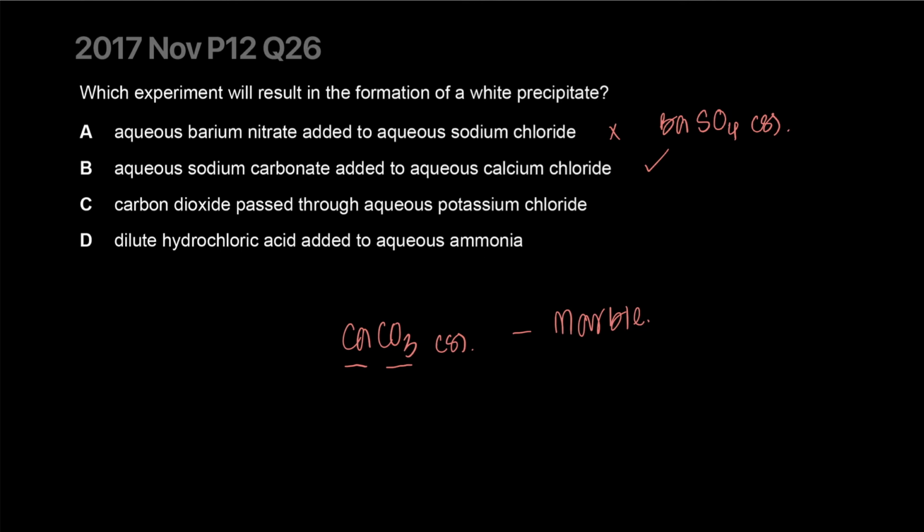Carbon dioxide passing through aqueous potassium chloride won't do anything at all. This is a salt and carbon dioxide. This reaction won't even take place. And dilute hydrochloric acid added to aqueous ammonia will form ammonium chloride, which is actually soluble in water. So the correct answer is B.